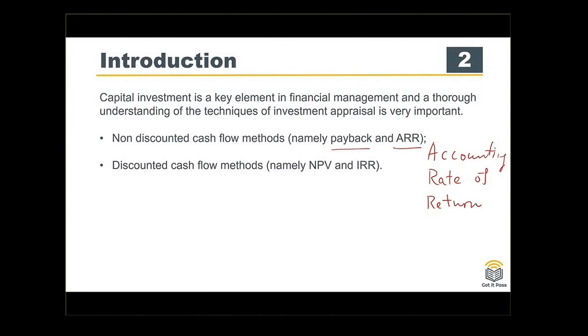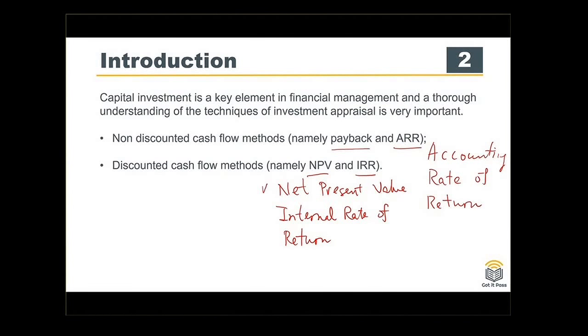And for discounted cash flow methods, you have to remember, no matter if you take the F9 exam or you pass F9 and would like to accept more challenges in investment appraisal, then you have to go to P4. In P4, you will see again your friends, NPV and IRR. NPV stands for net present value, and IRR stands for internal rate of return. So NPV and IRR are discounted cash flow methods.